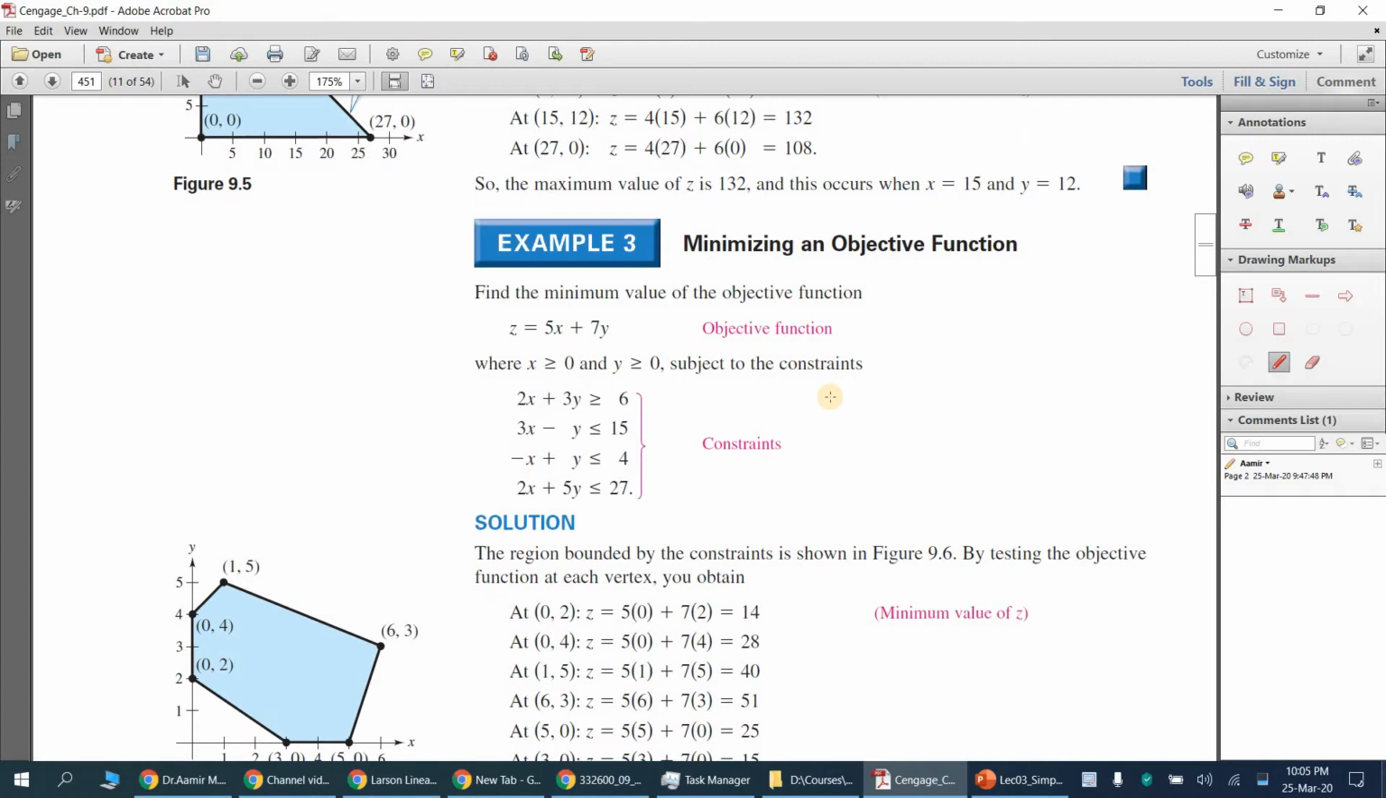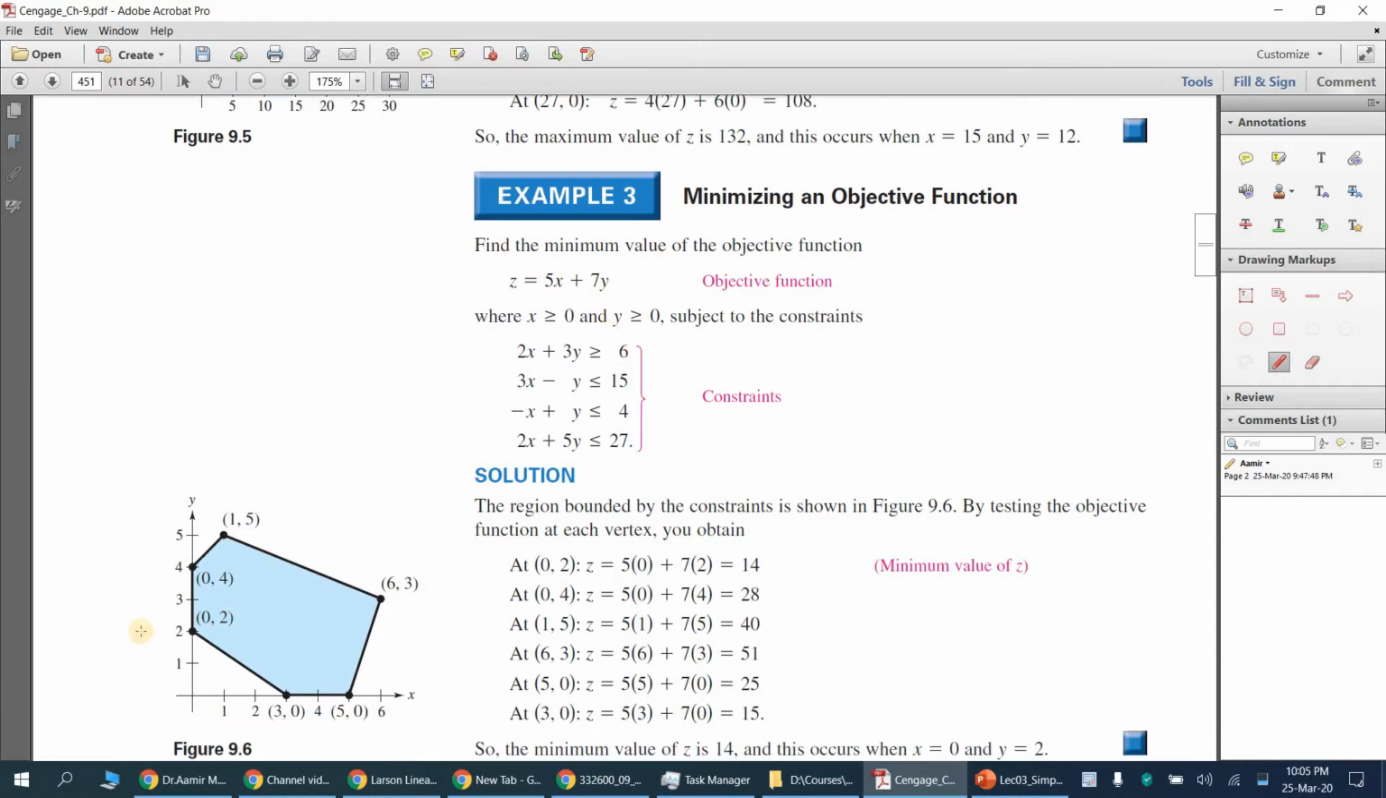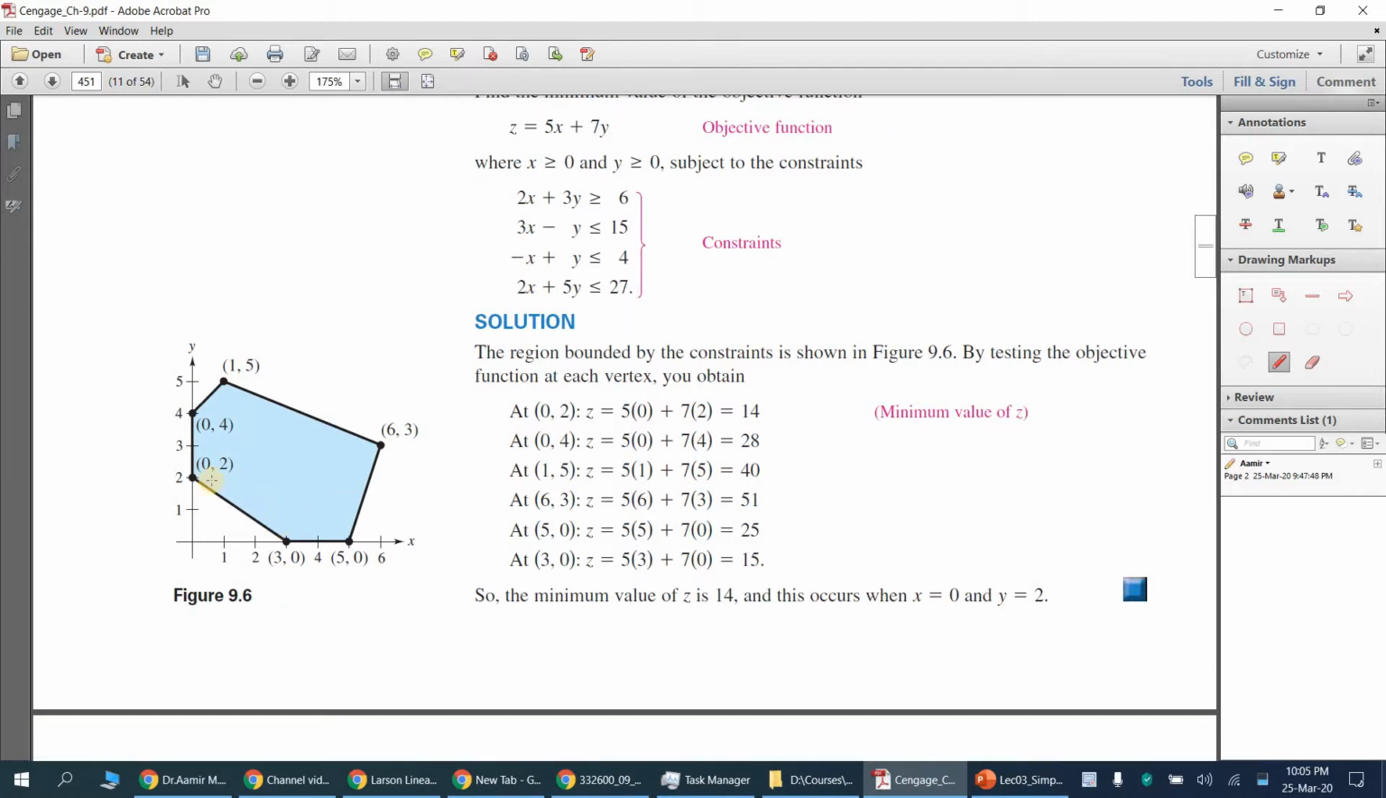So here is a minimization problem. This time we want to minimize. Again you are given some constraints, and you have the objective function. So here it is your region. You draw the region, and then you know that you want to minimize. In this case, when you have the graphical method, you just take the points. You have 3 and 3, 6 points. For these 6 points, you try to find the z value, and the minimum value of z in this case is 14. So that is your best solution, which is x equal to 0 and y equal to 2, which is, I think, this point.